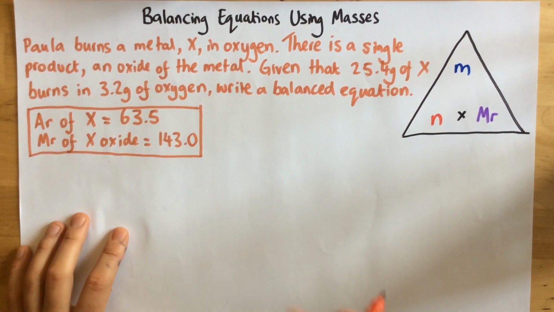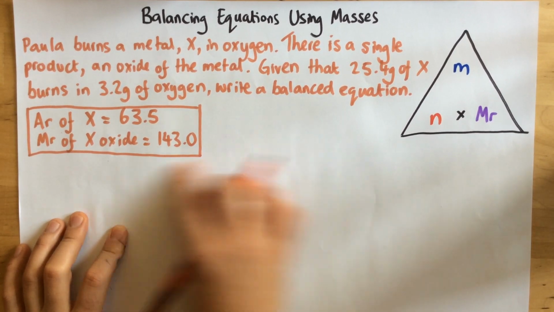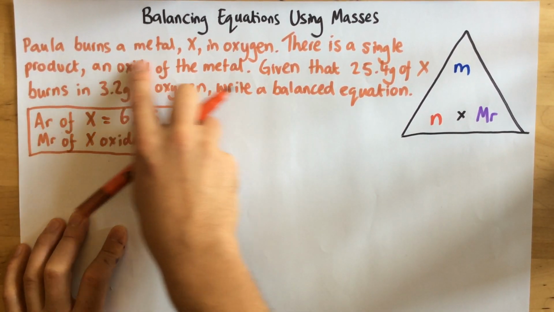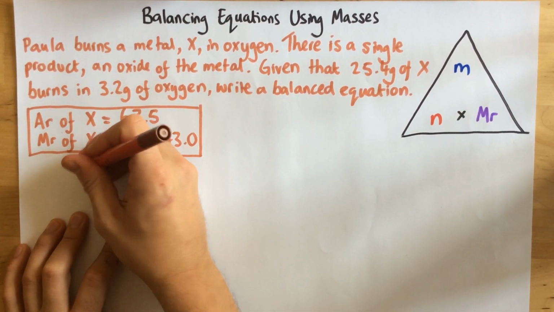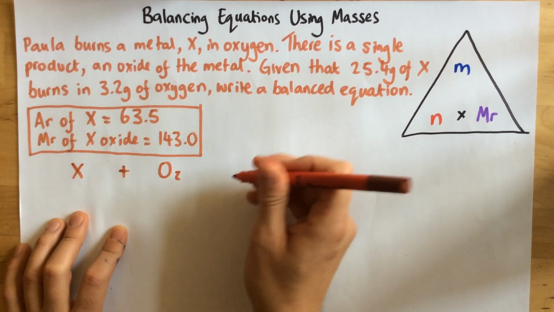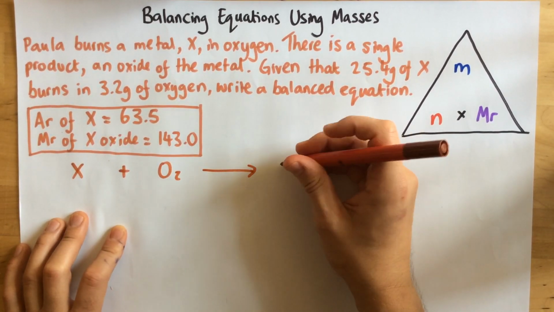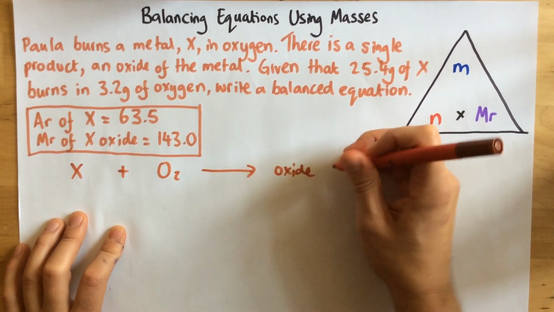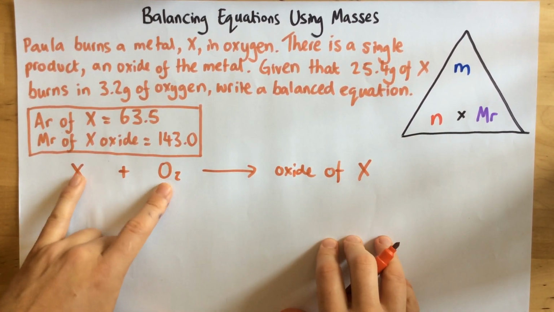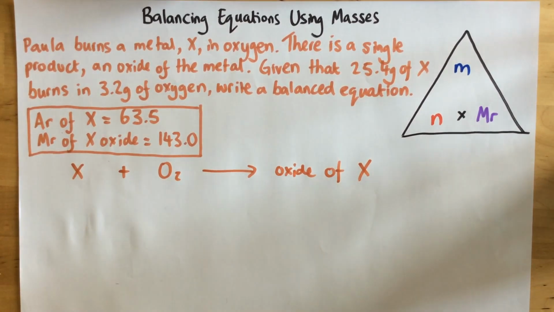So the first thing I'm going to do is try and summarise this information with a basic equation. Not balanced yet, but just a basic equation. So we've got the idea of X reacting with oxygen, which is O2, to form an oxide of X. So just by writing this simple idea out, I've got in my head what's going on. These are reacting together to give this.